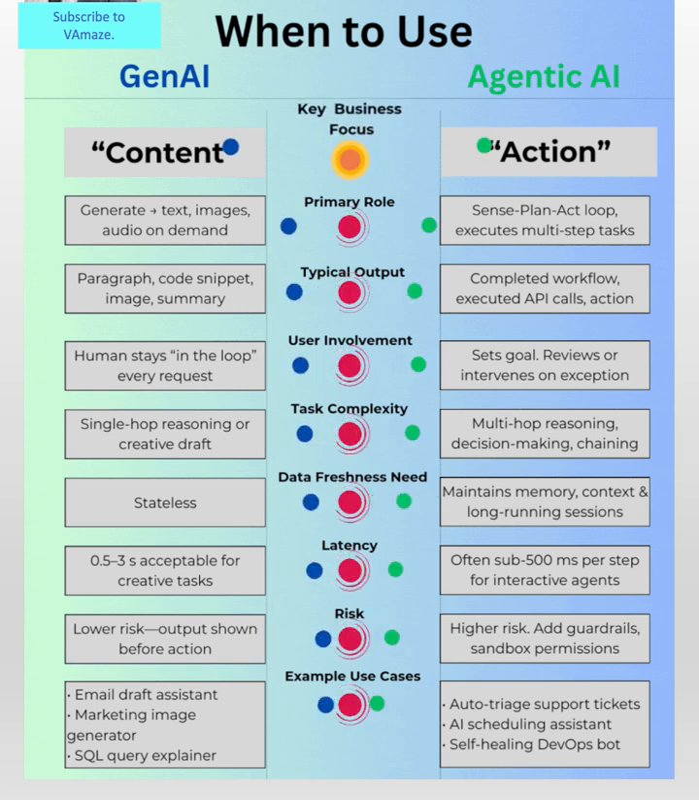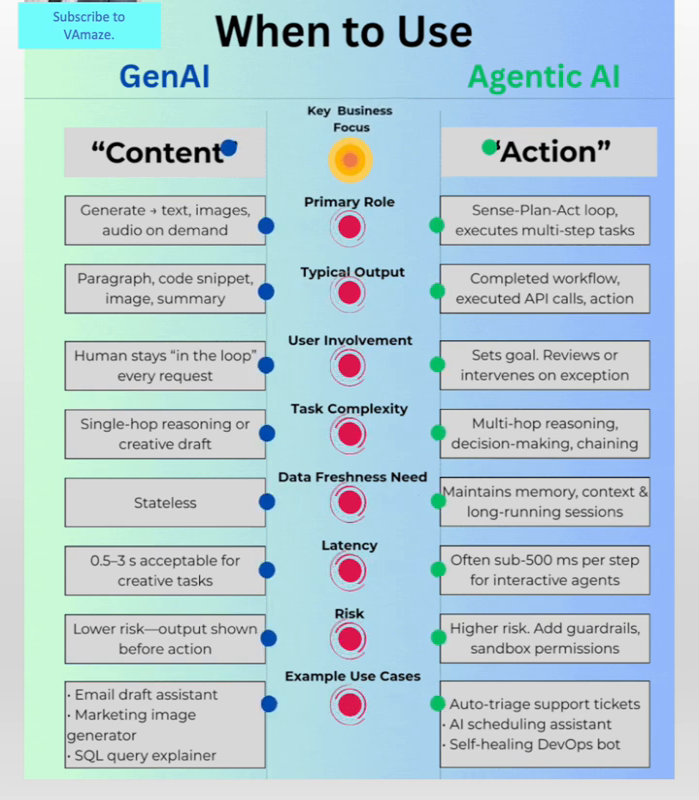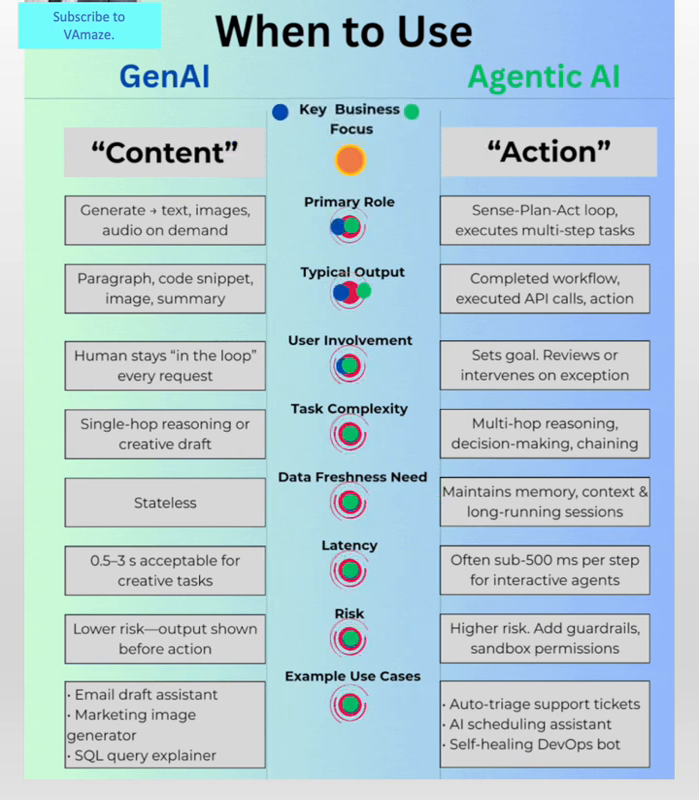Risk profile and use cases. GenAI presents relatively lower risk because its outputs are typically reviewed before action. Common use cases include email draft assistants, SQL query generators, and code explainers, applications where human oversight is natural and expected. The action-oriented approach: Agentic AI.